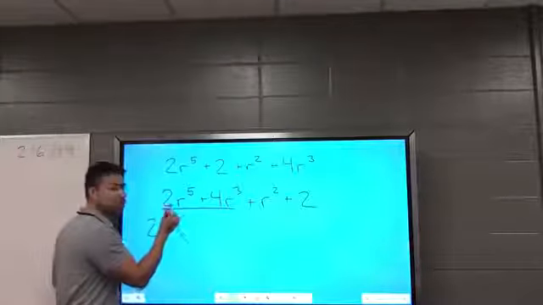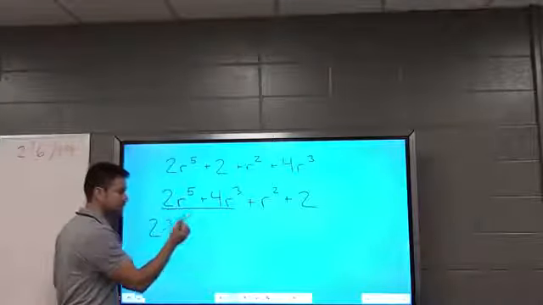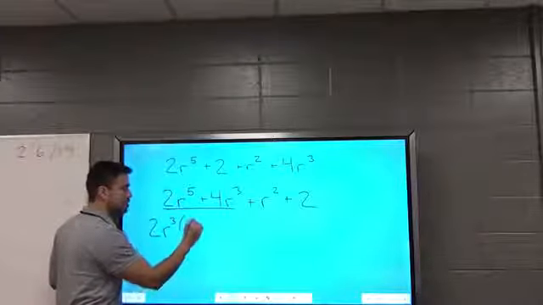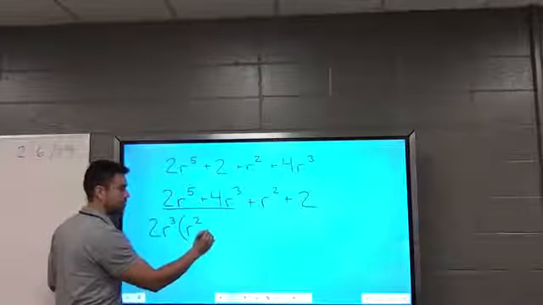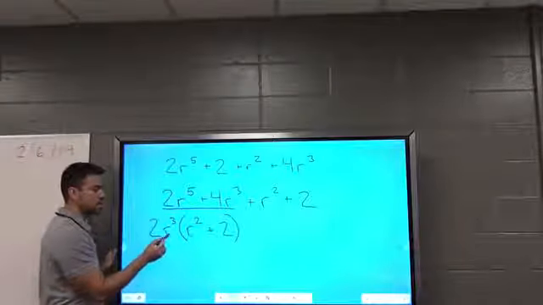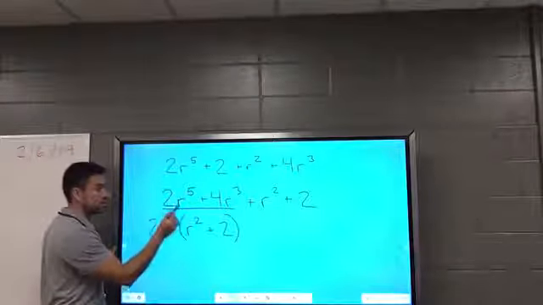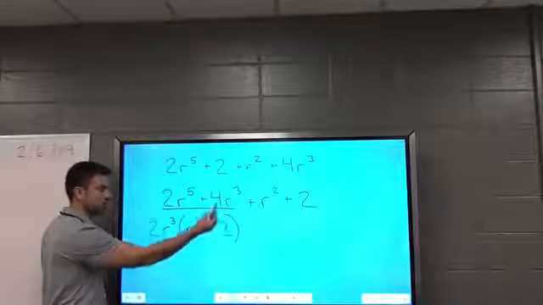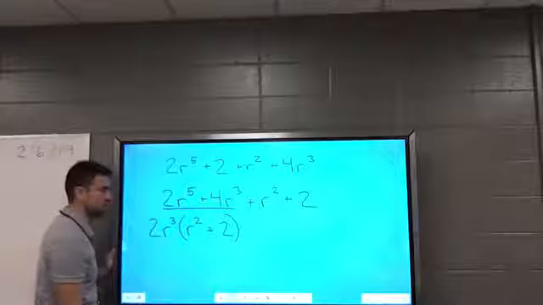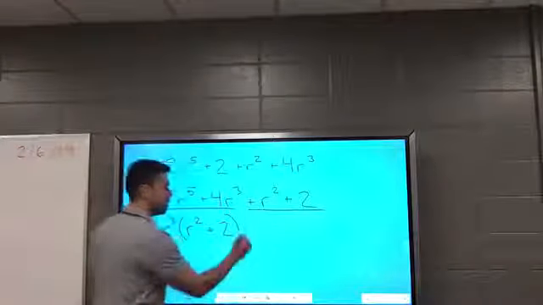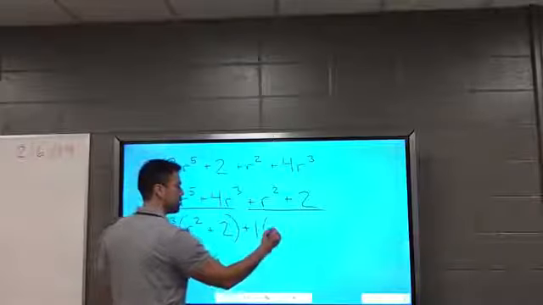What's left here after you divide by 2? 2r, or r to the second, plus 2. Now I'm going to check that real quick. What's 2r cubed times r squared? 2r to the 5th. What's 2r cubed times 2? 4r to the 3rd. Okay, so that worked. What's the GCF of these two? Positive 1. r squared plus 2.